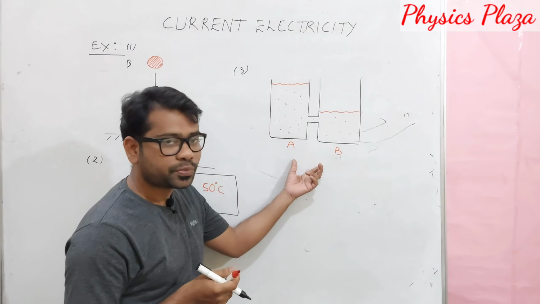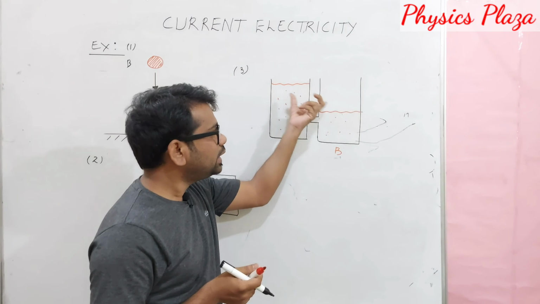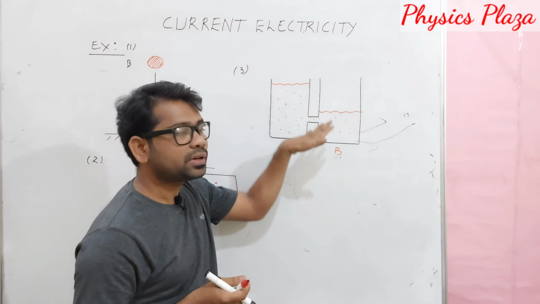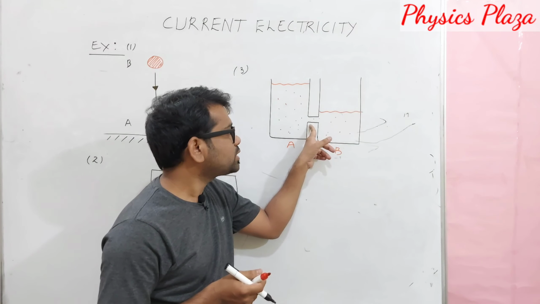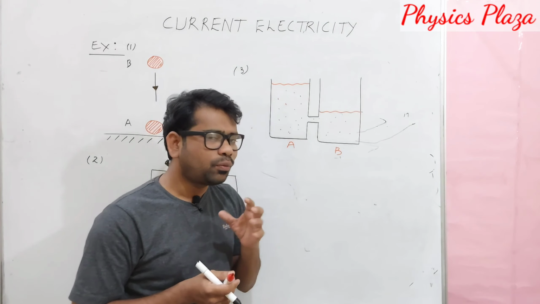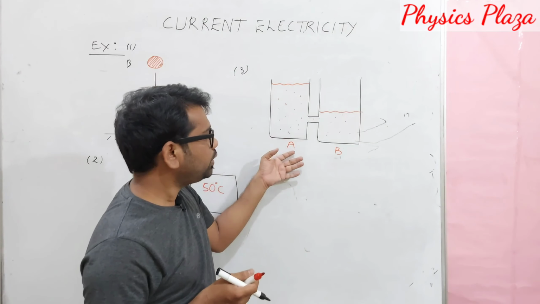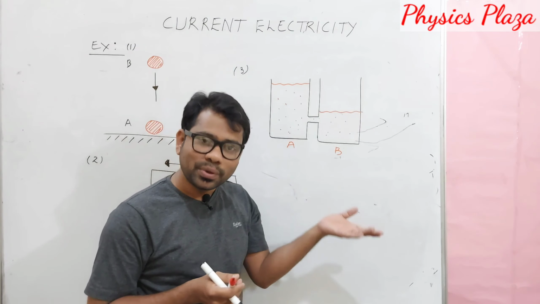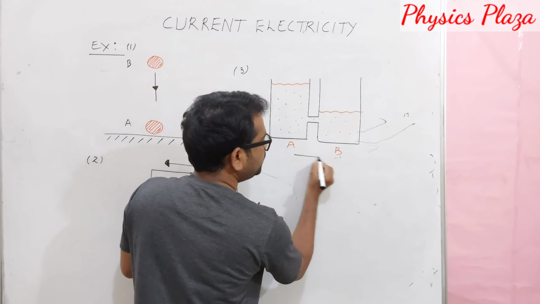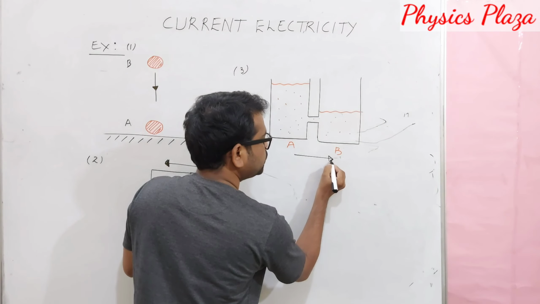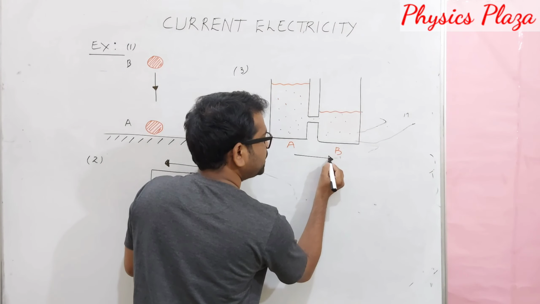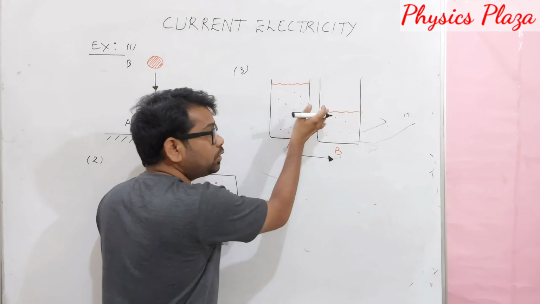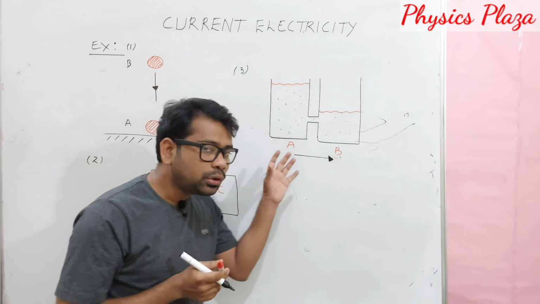Whereas, look at here. Two vessels with a liquid but at different levels are connected by means of a horizontal pipe. Then what will happen? The water flow will be from A to B or B to A. Obviously, we all can say that it is A to B only. Why? Water always flows from higher hydrostatic pressure to lower, that is, higher level to lower level.